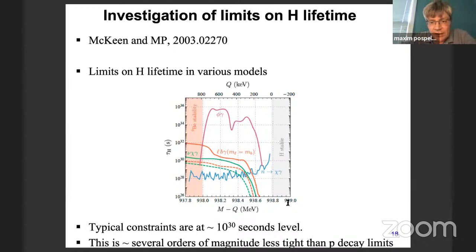Well, it's interesting that all the data, the sensitivity deteriorates when you go to smaller and smaller Q value. At a certain point, the hydrogen becomes stable, and the chi can decay to a hydrogen and some energy, or an electron, proton, and a neutrino. And then the interesting question is how to probe that.